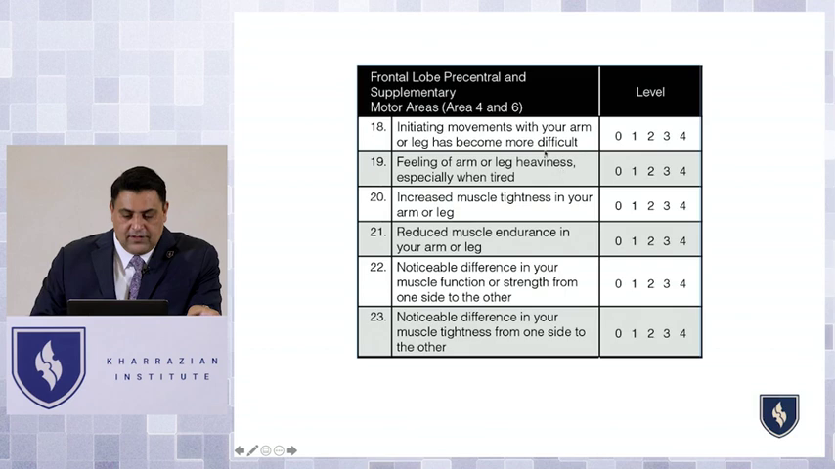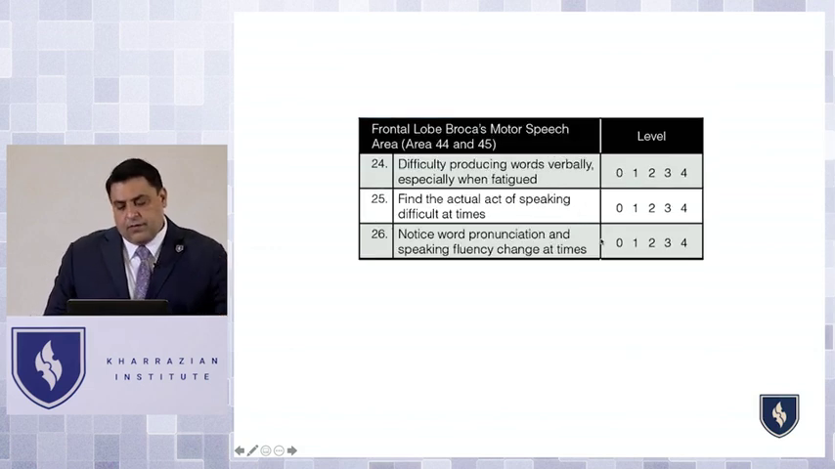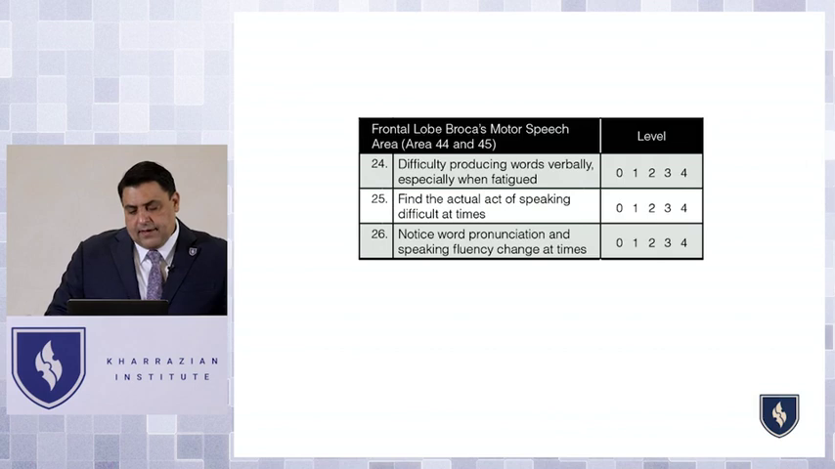Then you go into the next section, and this is with the supplemental motor areas. And then you look again to see if they have 3s or 4s in any of these regions. And this is going to be with muscle tightness and muscle rigidity and stiffness on the opposite side, with motor movement. Broca's speech area, these will involve the frontal lobe, and the ability to produce words and have fluent speech.